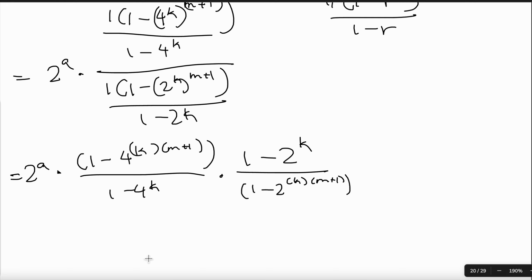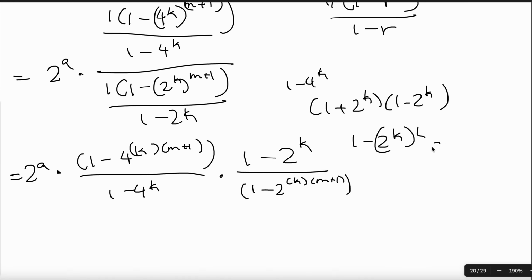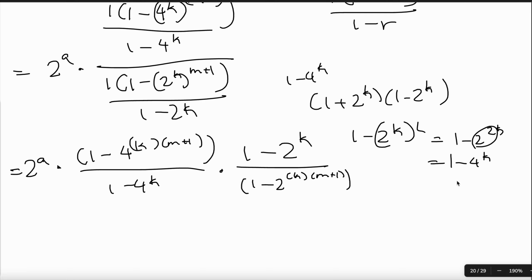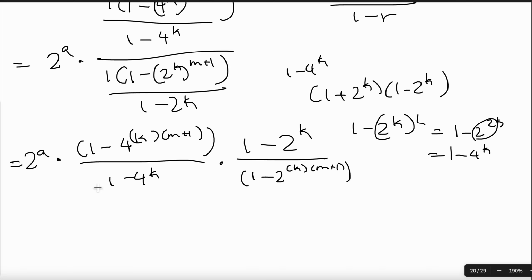And so now there's a bunch of difference of squares, because you can technically write this 1 minus 4 to the k as 1 plus 2 to the k times 1 minus 2 to the k. If you do this, you get 1 minus 2 to the k squared, which equals 1 minus 2 to the 2k, which equals 1 minus 4 to the k, because it's 2 squared. So we have that this is 1 minus 4 to the k, so we can just use difference of squares. So these things cancel. We get 1 plus 2 to the k.